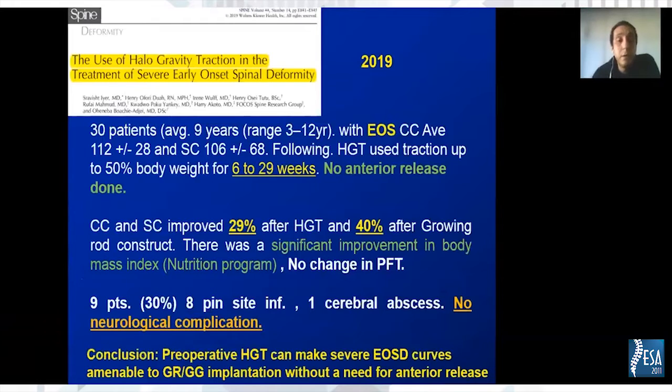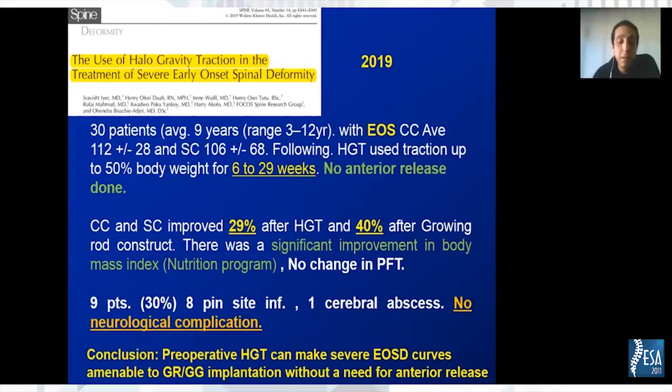So another good article that pertains to early onset scoliosis is this study by Bawacci et al. They looked at 30 patients who did halogravity traction with no anterior release, so no prior surgery, and they got up to 29% correction after implantation of the growing rods. The only complications they had were pin site infections.